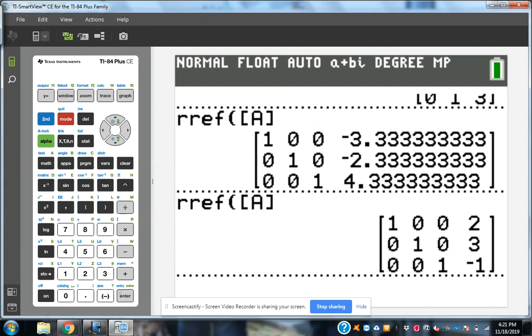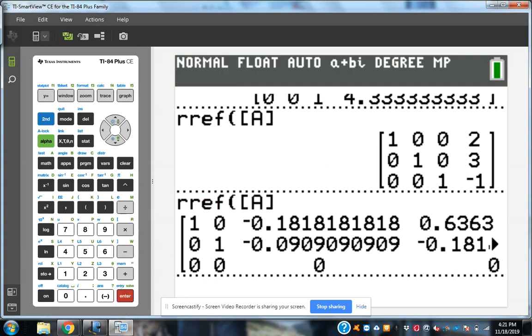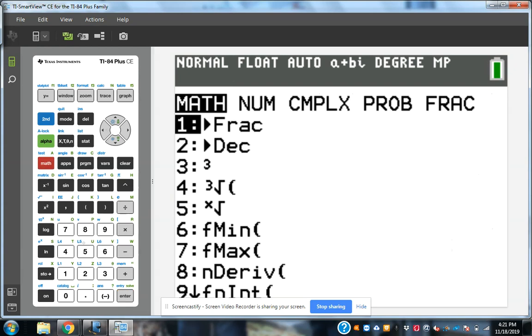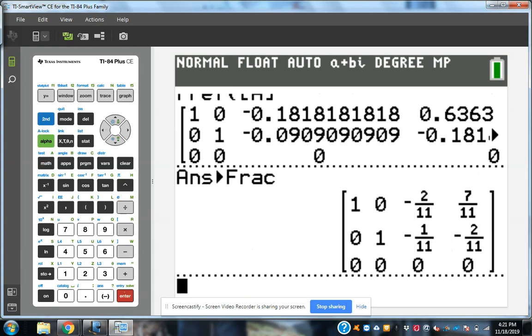Second quit. I'm using matrix A again, so I'm just going to pull that. And here I got decimals in there, which is quite okay. I'm going to hit math, enter to change them into fractions, just the same way you would a regular number. And it also makes that a little bit easier to read.